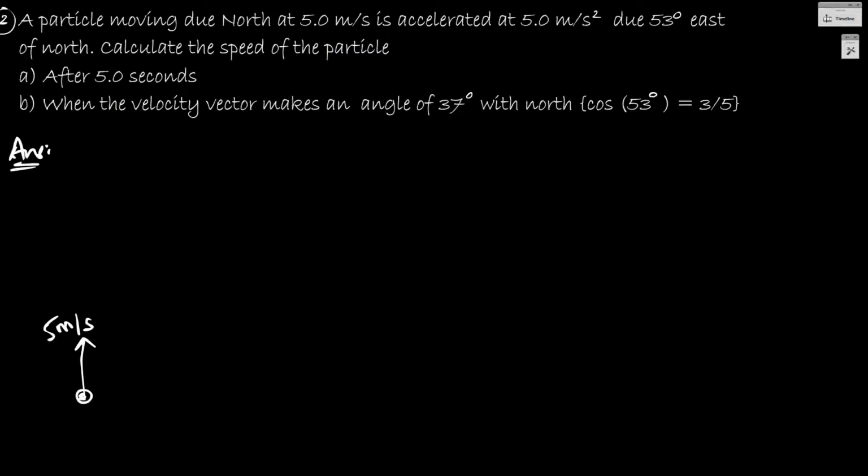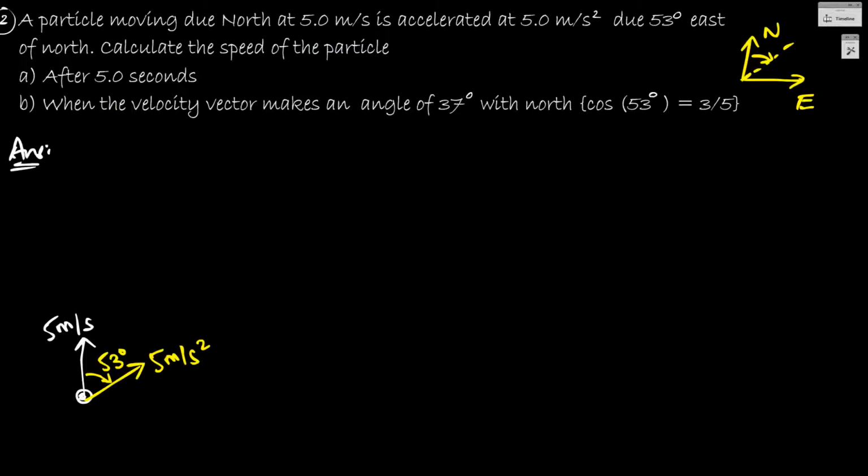Well, remember, this is north and this is east. So 53 degrees east of north will be somewhere this way. This is 53 degrees. So east of north is going to be here. So 5 meters per second squared along this direction. That is 53 degrees.